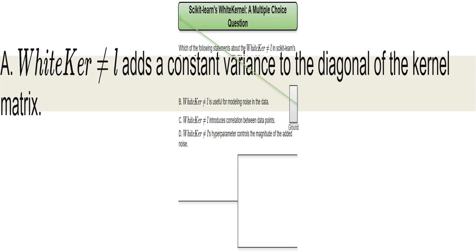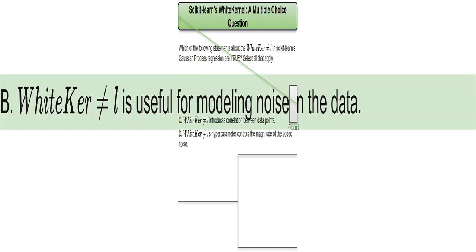This statement is true. The WhiteKernel's core function is to add a constant value to the diagonal elements of the kernel matrix. Think of the kernel matrix as representing relationships between data points. The diagonal represents self-relationships. Adding a constant variance here increases the noise associated with each data point individually.